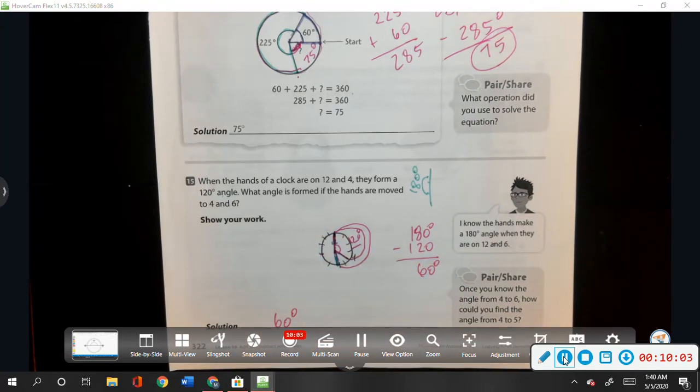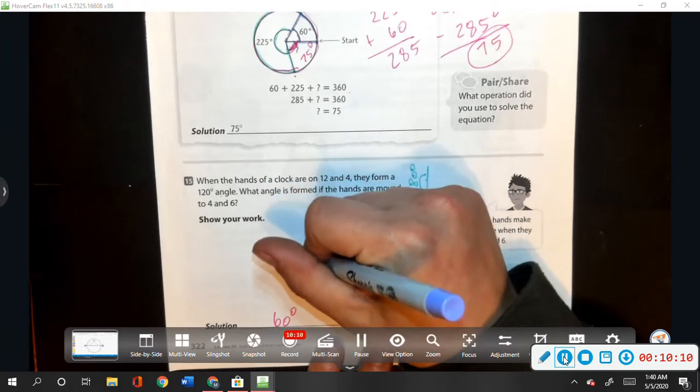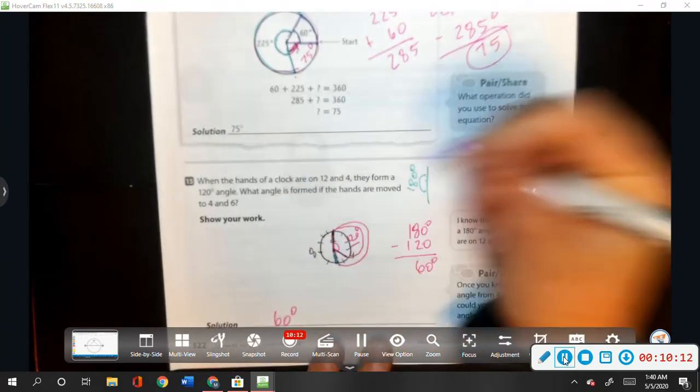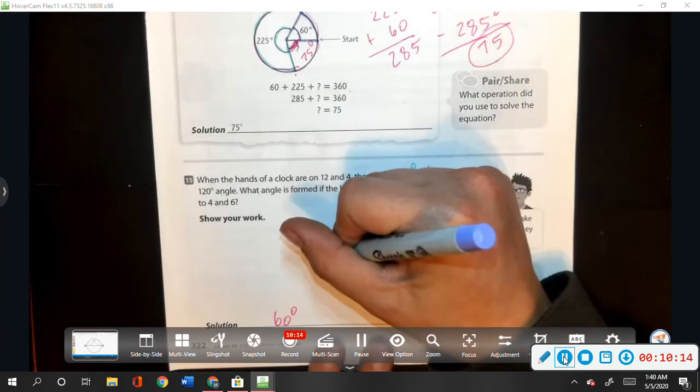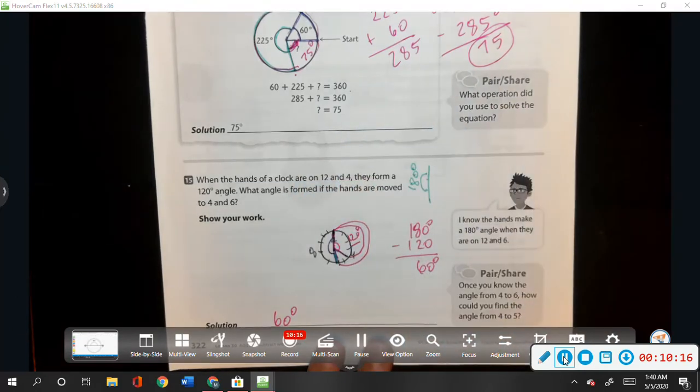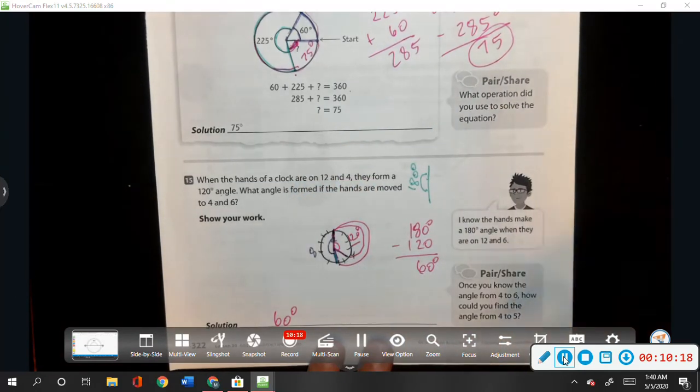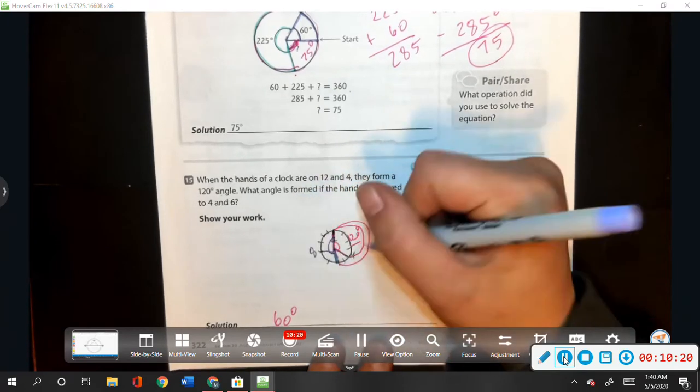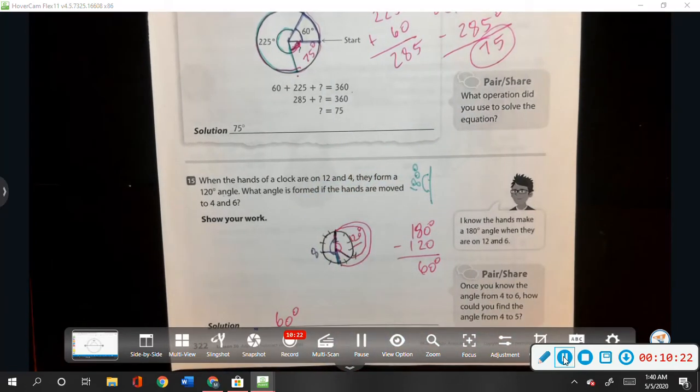So what angle would it be if we said it was on, let's say, what if it was on 8? Well, this would be 180 degrees. We'd be in the same spot there, so it'd still be 60 degrees. There we go. I'm telling you, that took me a second. I had to think about it. That's why we draw models, though.